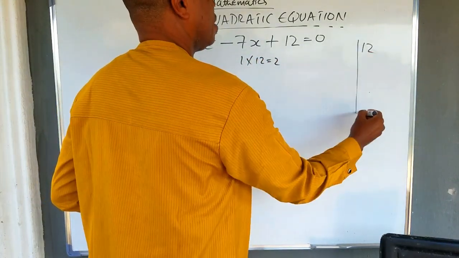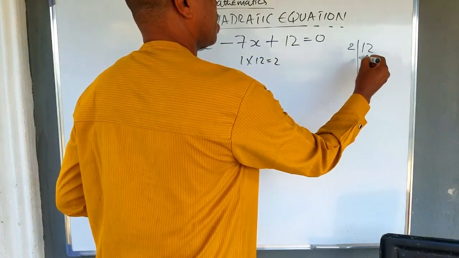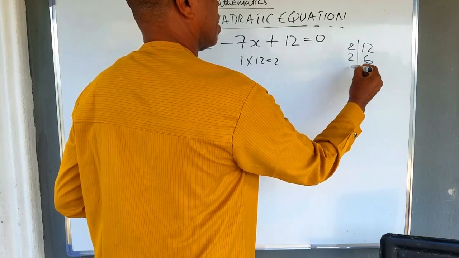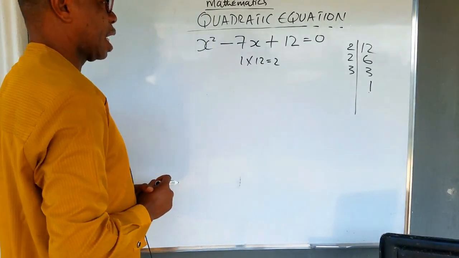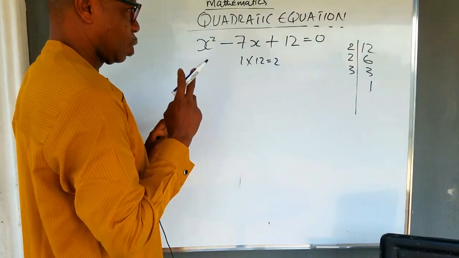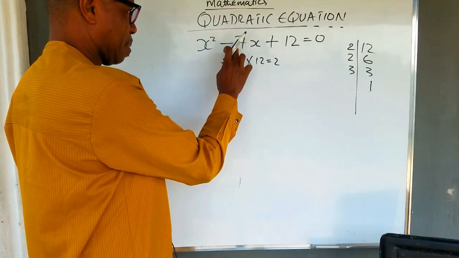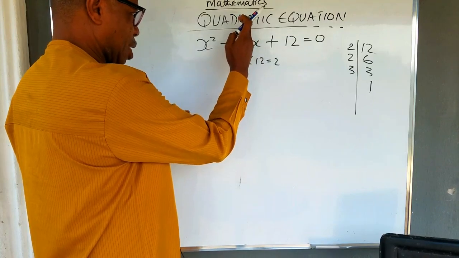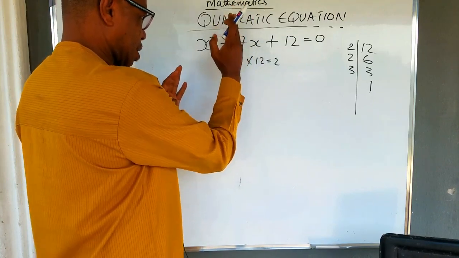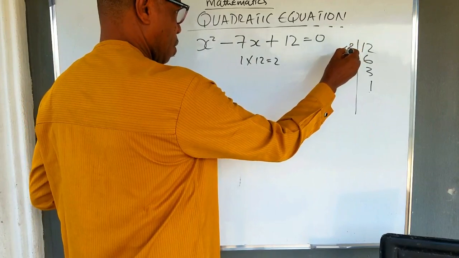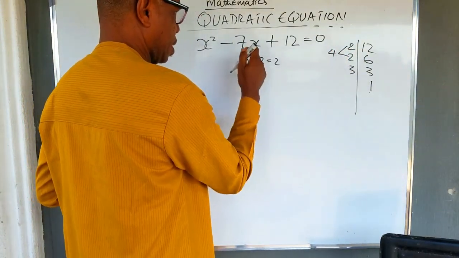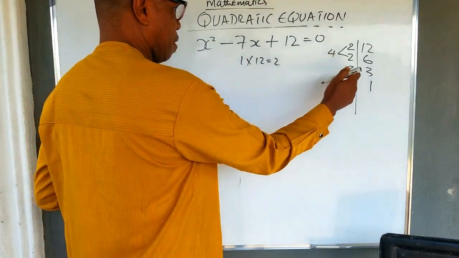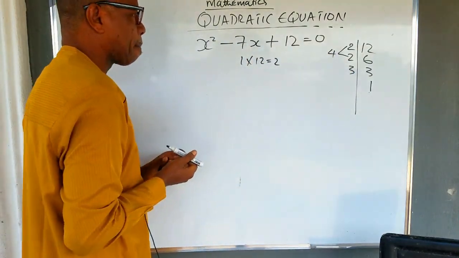So I will now divide with 2, the lowest number. I have 6. 2 divided 6, 3. 3 here, 1. So I ask myself, how do I get two numbers that I can use to replace 7x? So without wasting much time, I know I can get 4. 4 plus 3 will give me 7, and 4 times 3 will give me 12.